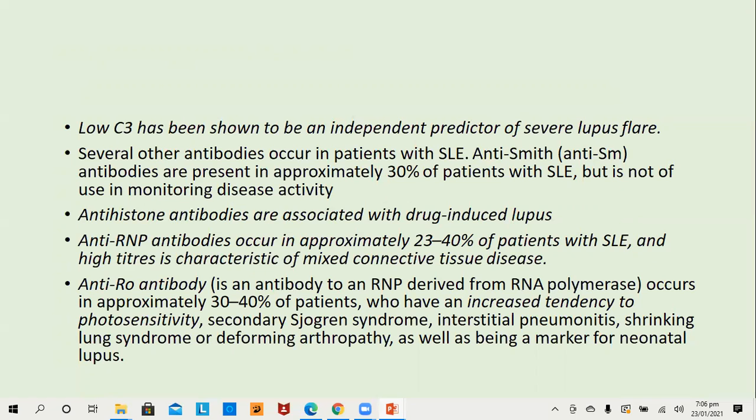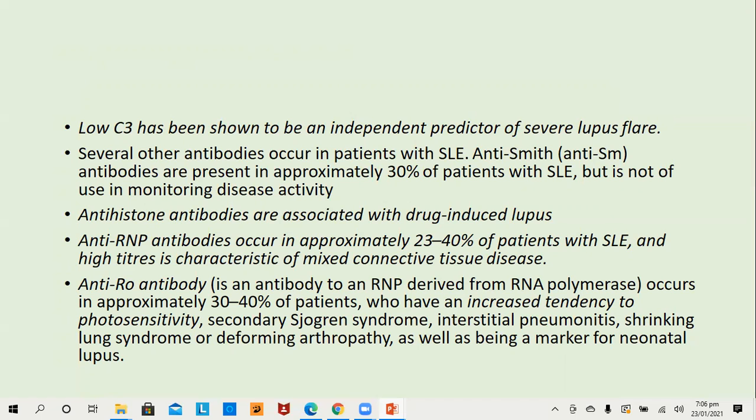Several other antibodies occur in patients with SLE. These include anti-Smith antibodies in 30% of SLE, but this is not important for monitoring the disease activity. Anti-histone antibodies are associated with drug-induced lupus. Anti-ribonucleoprotein antibodies are seen in 23 to 40% and are more characteristic of mixed connective tissue disease. So in such patients you will find features of other collagen vascular diseases.